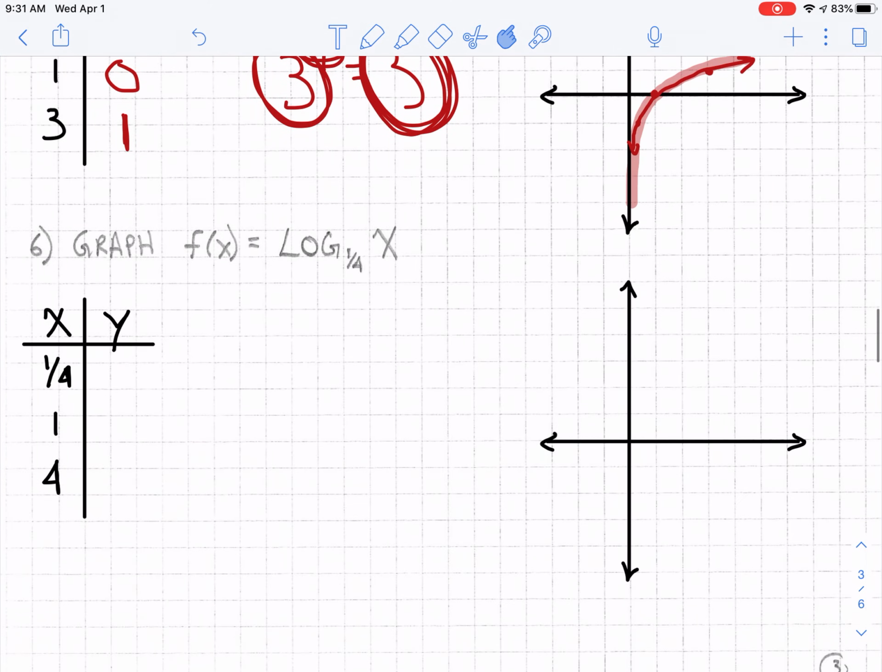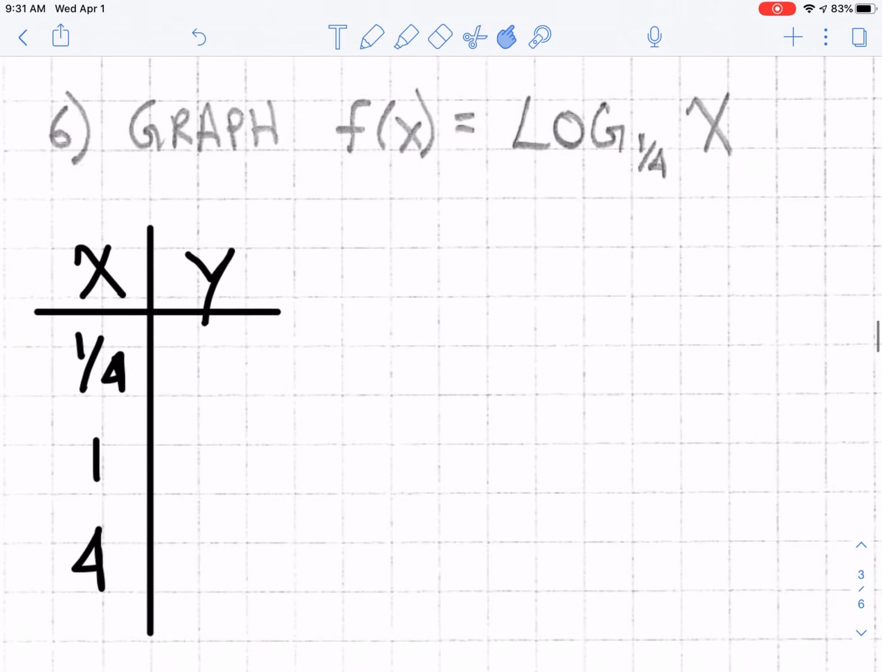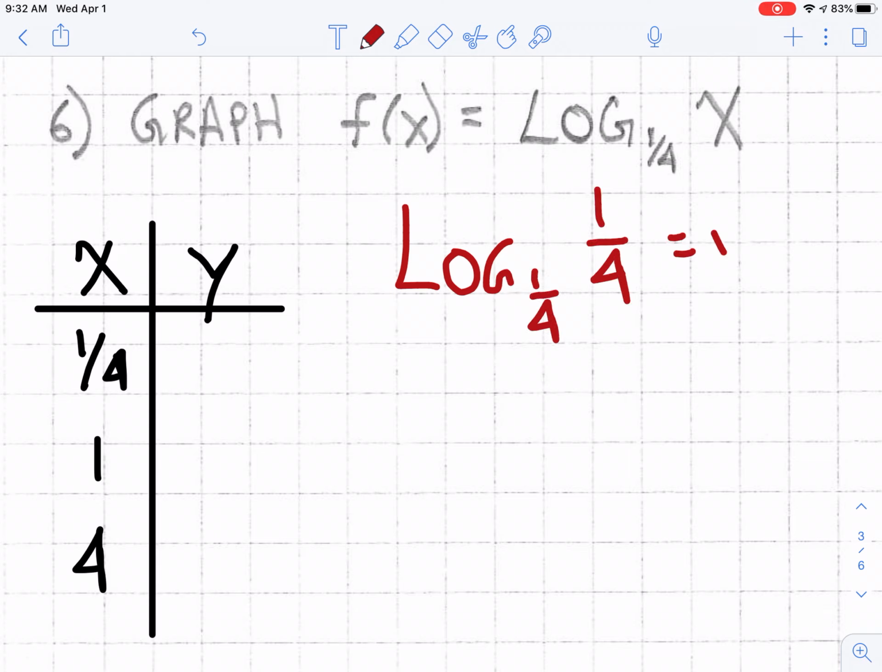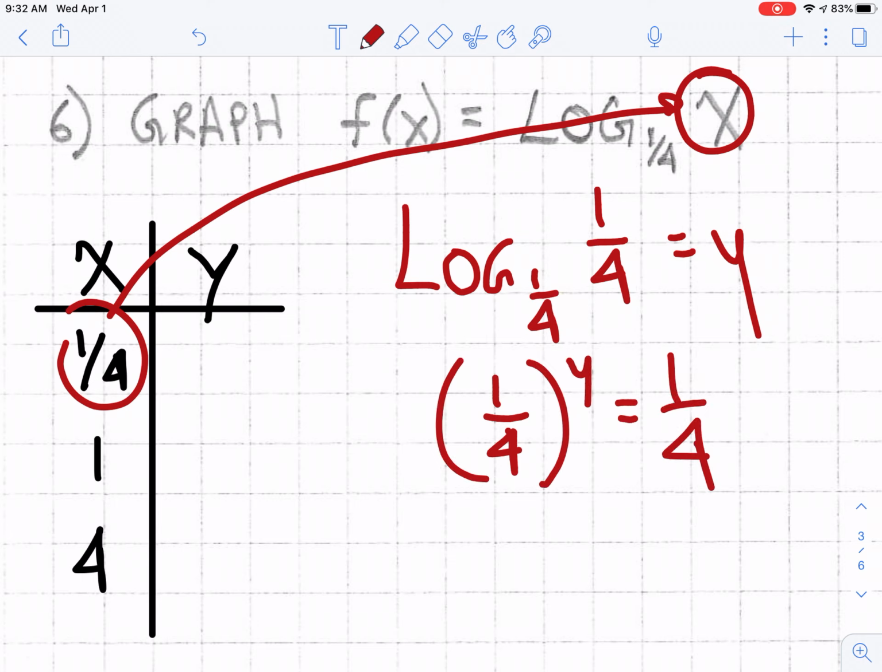Let's try another one. Let's graph f of x equals log base 1/4 of x. All right. I already made a table here with some obvious easy numbers to use. So if you write log base 1/4 of 1/4 equals y, okay, that's putting this right here. What happens when you write it in the other form? You get 1/4 to the y power equals 1/4. Well, that should be obvious. It's 1/4 to the first power equals 1/4, so that would be 1. All right?